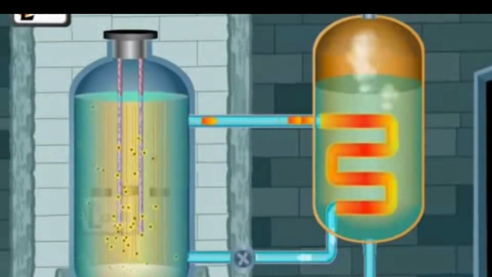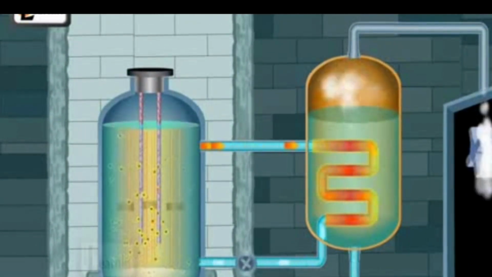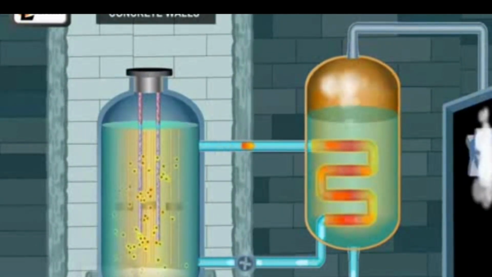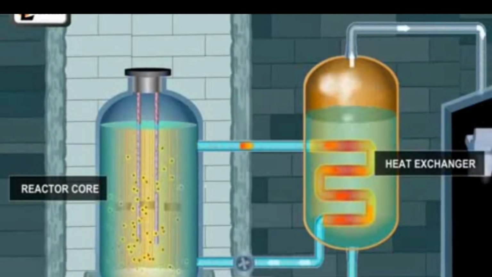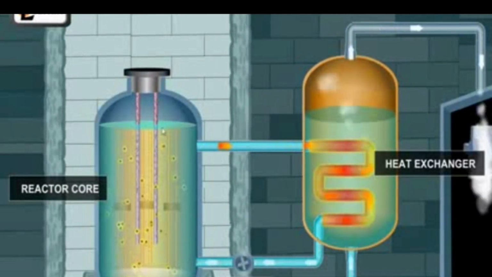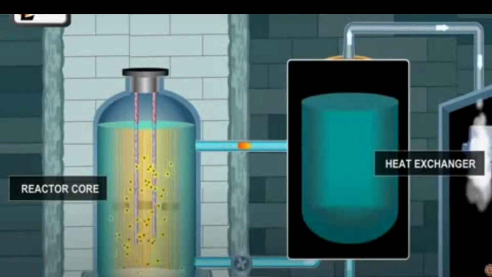When the nuclear chain reaction takes place, a large amount of heat energy is produced. That heat energy passes through the pipe and is given to the coolant. The coolant is water. Water absorbs that energy in the heat exchanger. The water boils, and steam is produced.